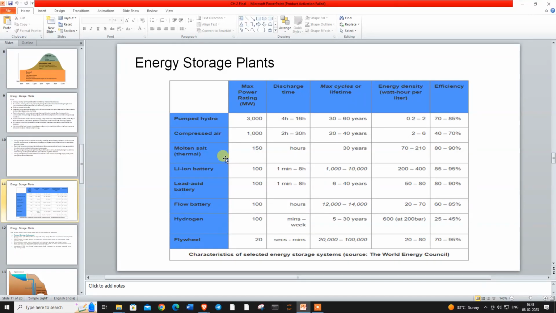Then thermal energy storage plants, then the lithium ion battery. In this case it has the highest efficiency because its lifetime is very high, since we just need to maintain the battery conditions and then we can use the battery for long years. But the power rating is very low in the case of lithium ion battery. Also in the case of lead acid battery, the power rating is low but the efficiency is high. Now this efficiency is with respect to the power rating.